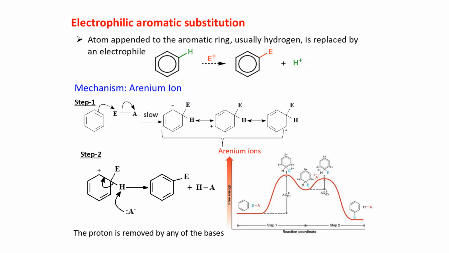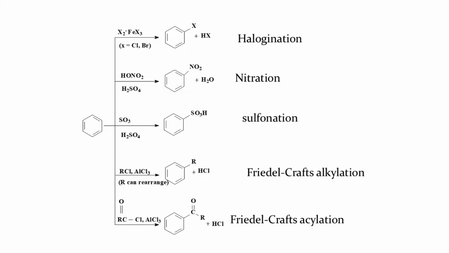Electrophilic aromatic substitution replaces a hydrogen atom on the aromatic ring with an electrophile. The mechanism involves the formation of an arenium ion, with the proton being removed by any of the bases. Students, please note that various reactions such as halogenation, nitration, sulfonation, Friedel-Crafts alkylation, and acylation can occur on an aromatic ring, each with specific reagents and conditions.